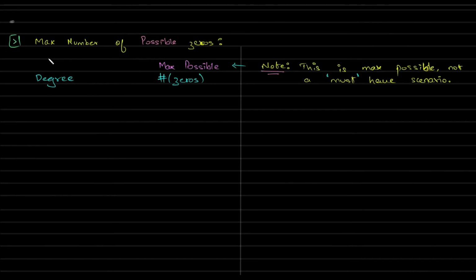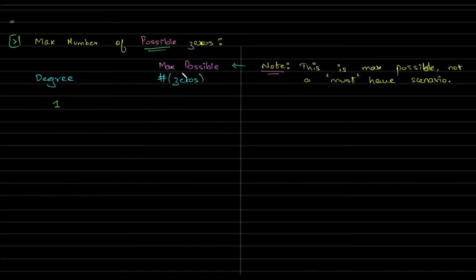So the next topic is maximum number of possible zeros. Very easy topic, but it will be a bit apart from whatever you studied till now. See, we know that degrees can be 0, 1, 2, 3, 4 to infinity. So the heading is maximum number of possible zeros. It is relating the degree with the maximum possible number of zeros.